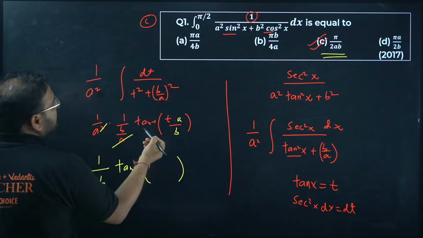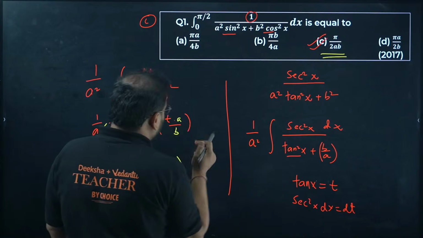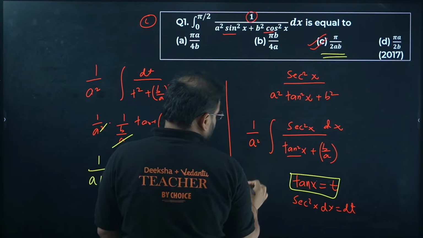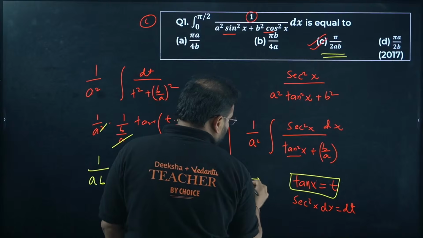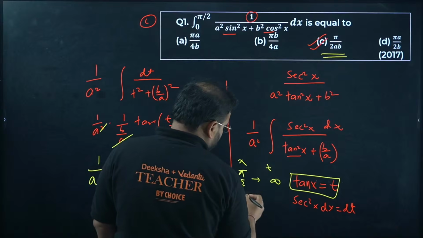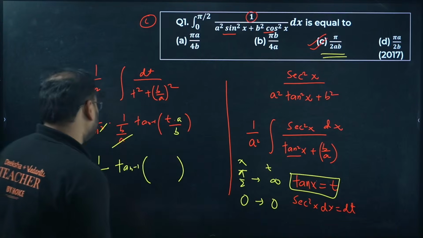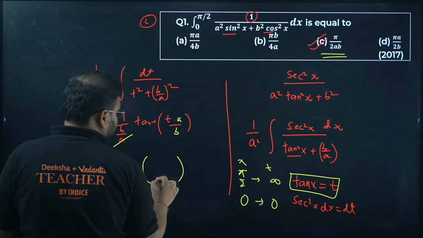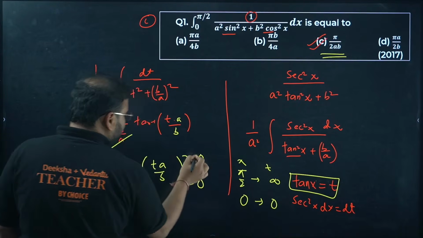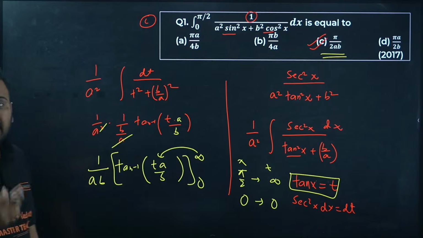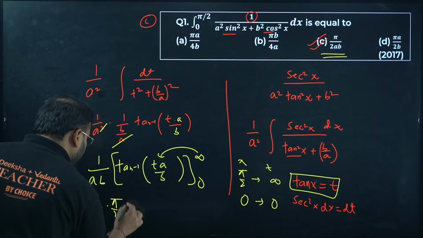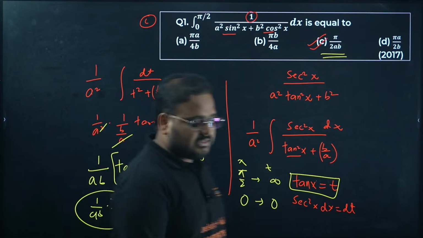Of course, very simple. So you check here, we have t, meaning tan x as t, so check how the limits change. When x is pi by 2, t will become tan pi by 2, so infinity, and when x is 0, t will be 0. So the limit for t will be 0 to infinity. In this case, tan inverse of t by b at infinity becomes pi by 2. So the answer will be 1 by AB times pi by 2. So the answer is clear as option C.